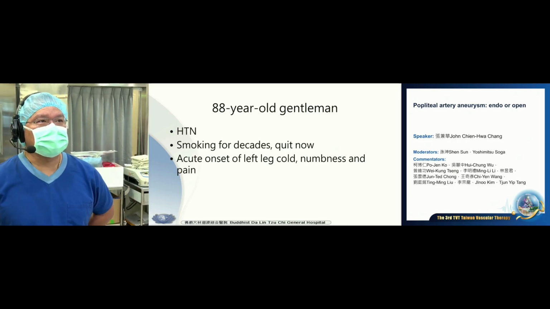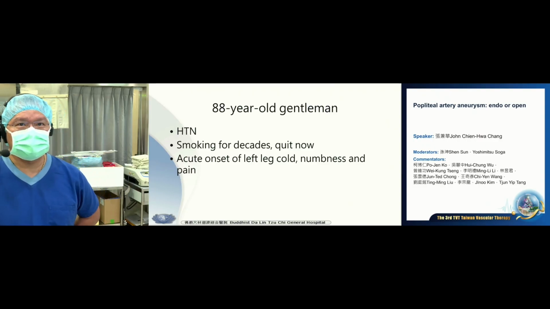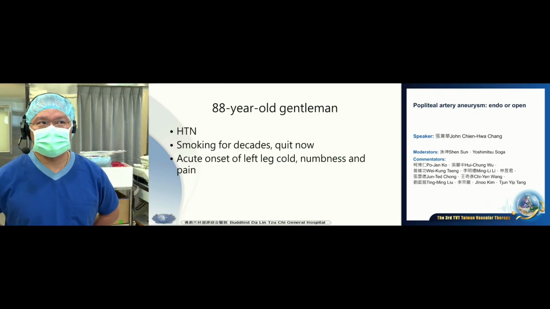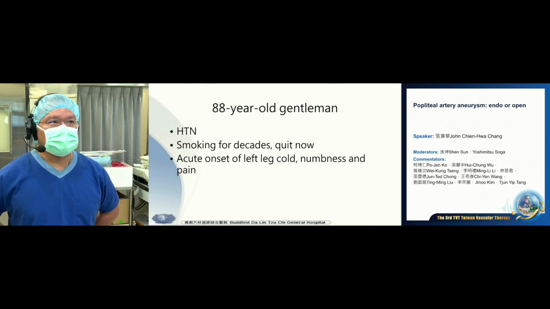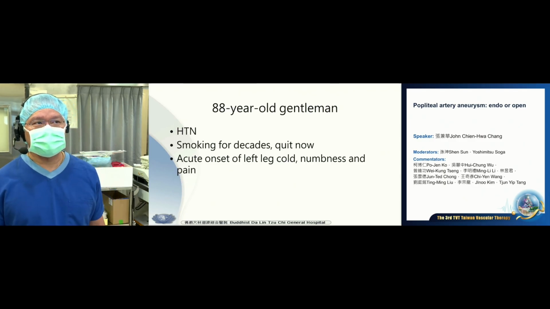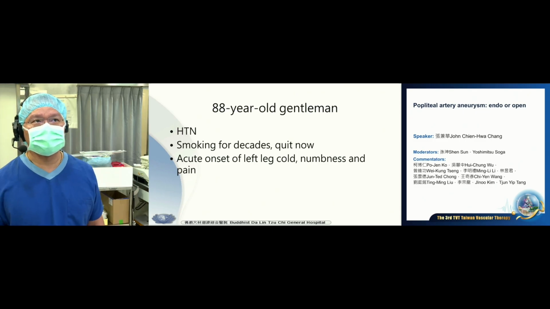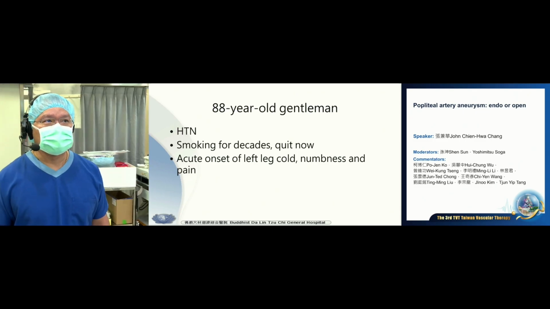Okay, let's see a case first. This is an 88-year-old gentleman who had hypertension and smoked for decades, but quit now. He had acute onset left leg cold, numbness, and pain, and then visited our hospital.